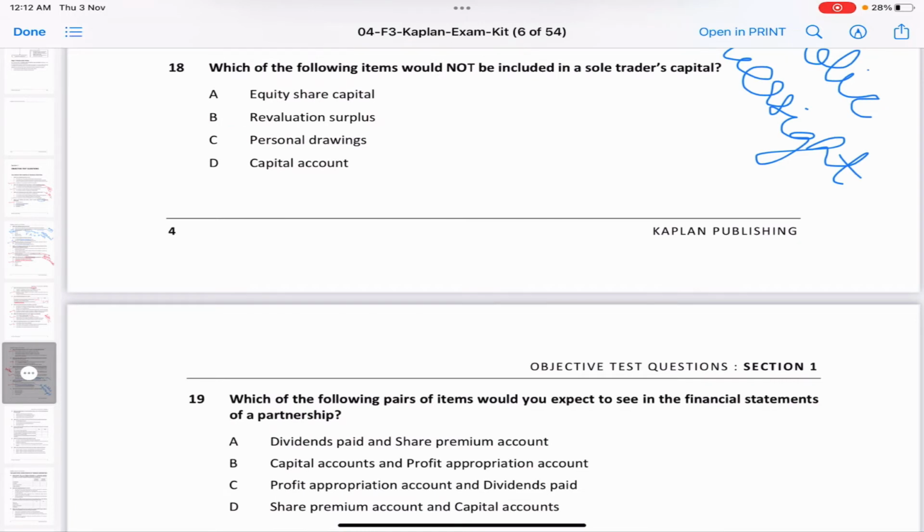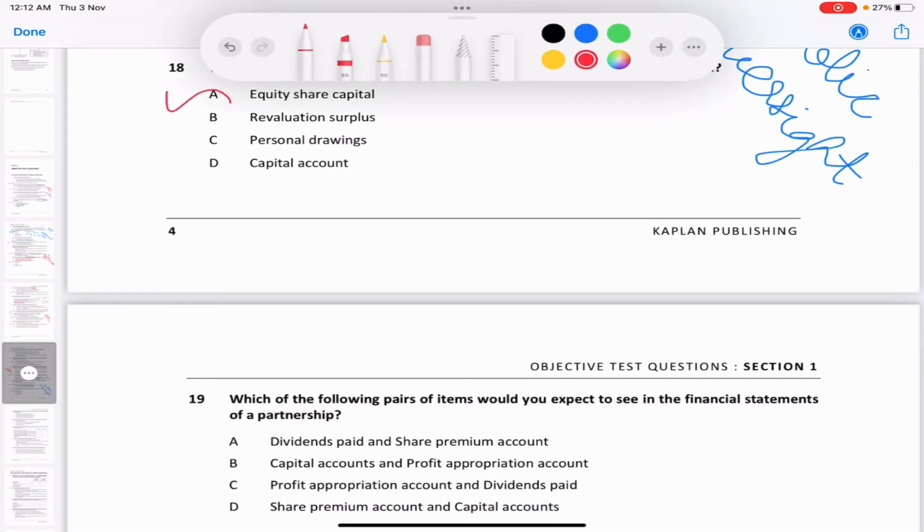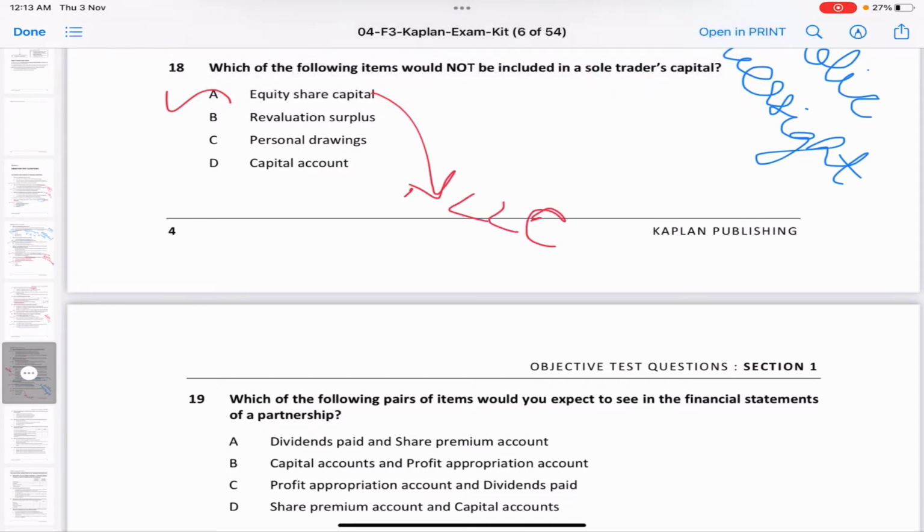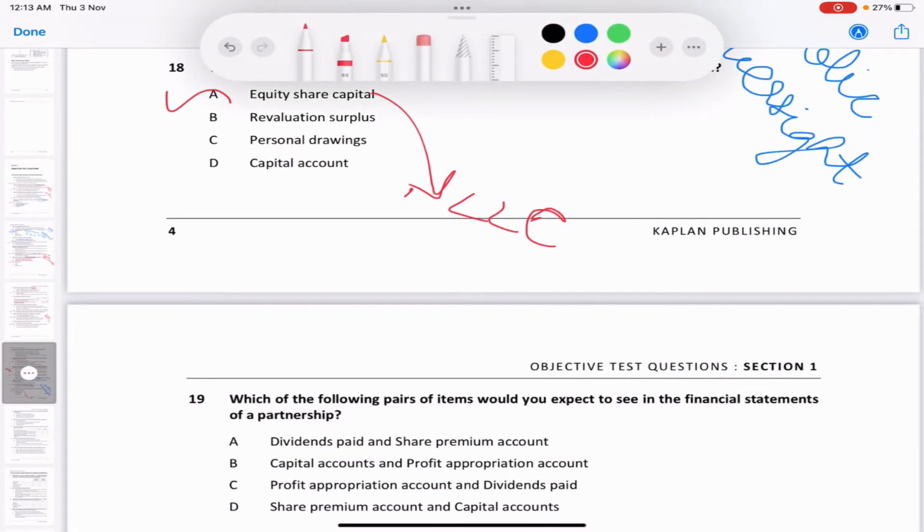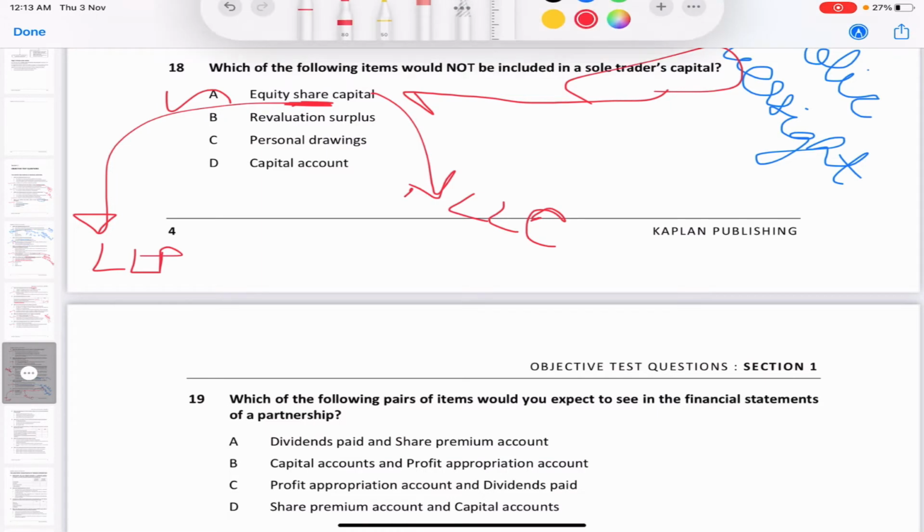Which of the following items would not be included in a sole trader's capital? Equity share capital, revaluation surplus, personal drawings and capital account. Equity share capital. Okay, why would equity share capital not be included? Because equity share capital is only there in limited liability companies. You know that a sole trader will not raise money using shares, right? We know that in a sole trader's capital, why will equity be there? Equity share capital is always there in a limited liability company.